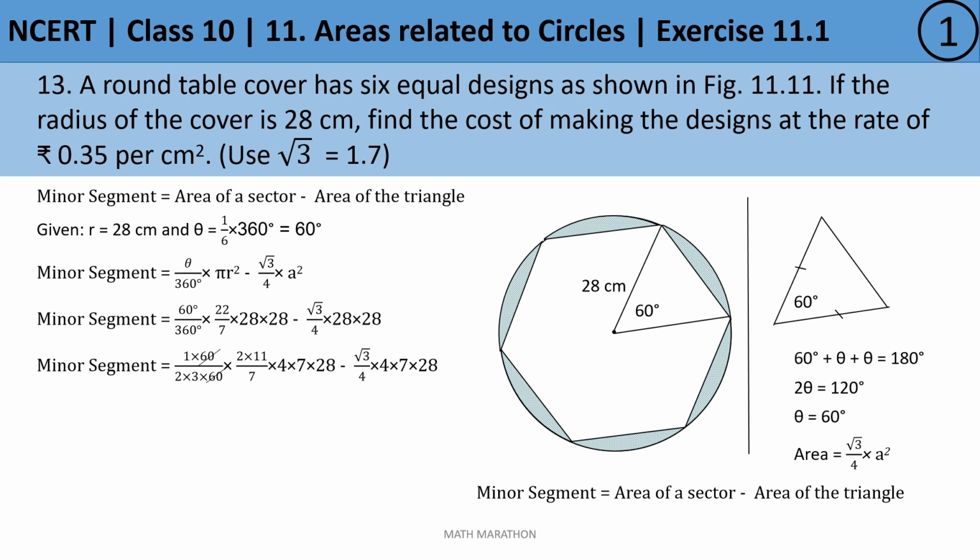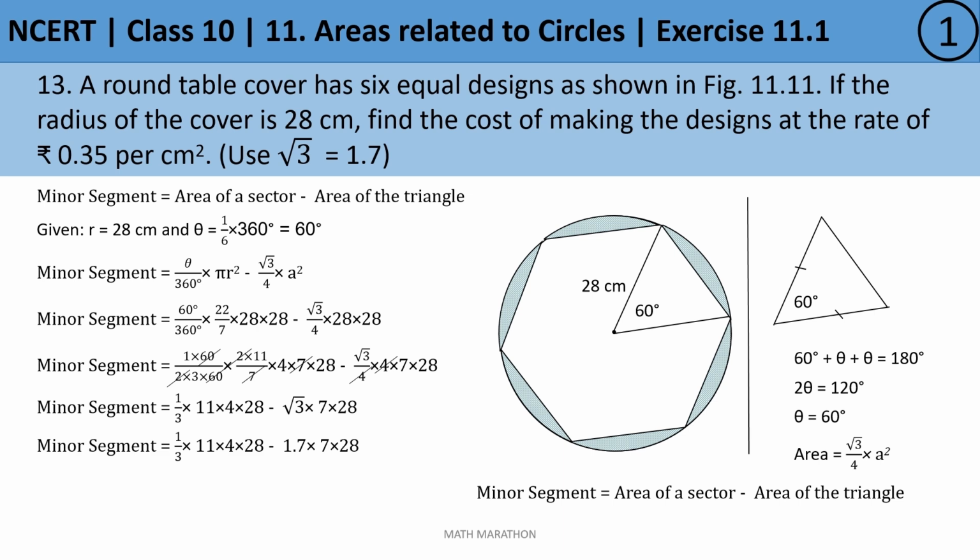In numerator and denominator, we have 60. We can cancel out 60. In numerator and denominator, we have 7. We can cancel out 7. In numerator and denominator, we have 2. We can cancel out 2. In numerator and denominator, we have 4. We can cancel out 4. Minor segment is equal to 1 by 3 multiplied by 11 multiplied by 4 multiplied by 28 minus square root of 3 multiplied by 7 multiplied by 28.